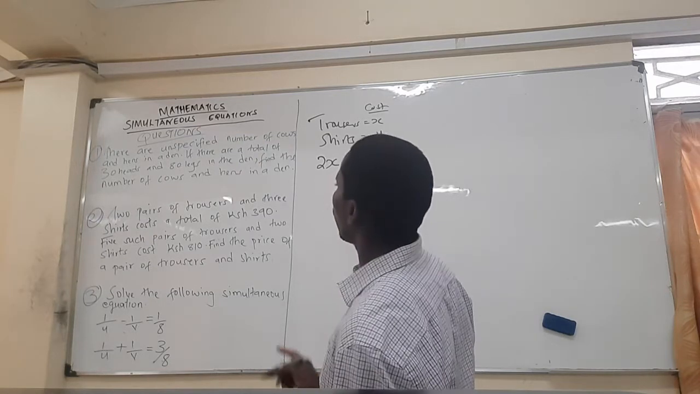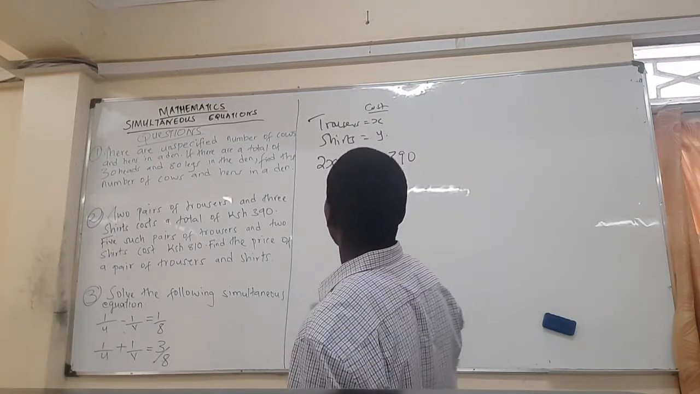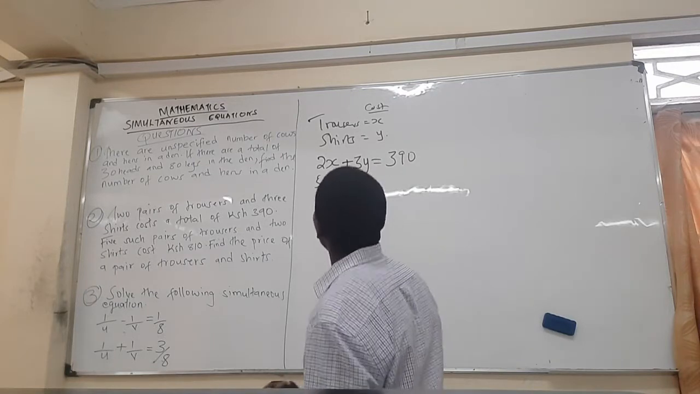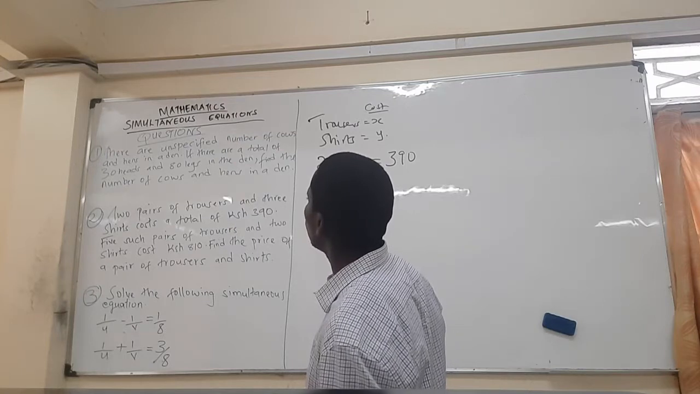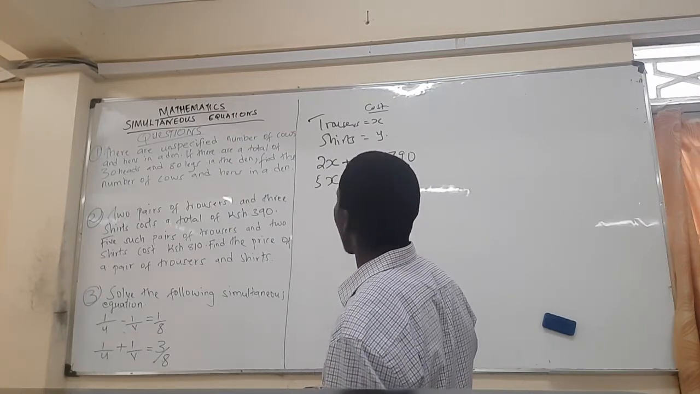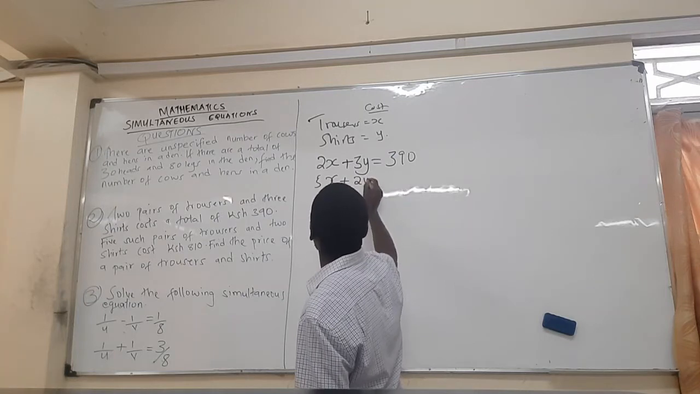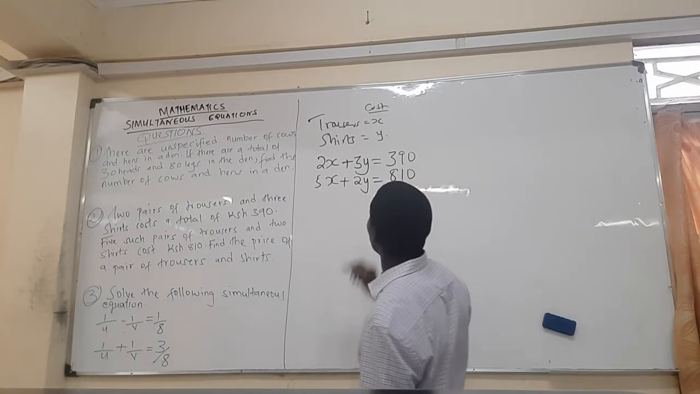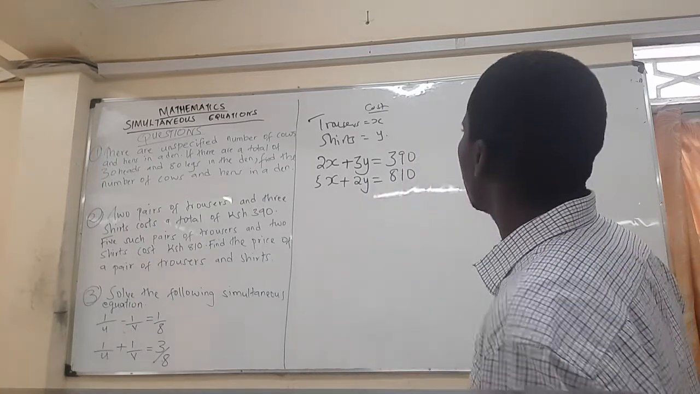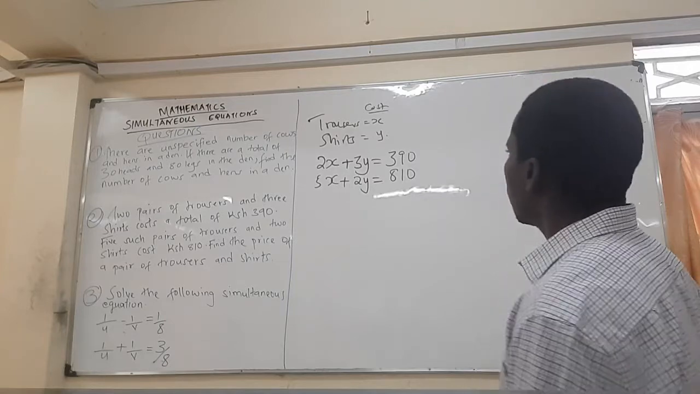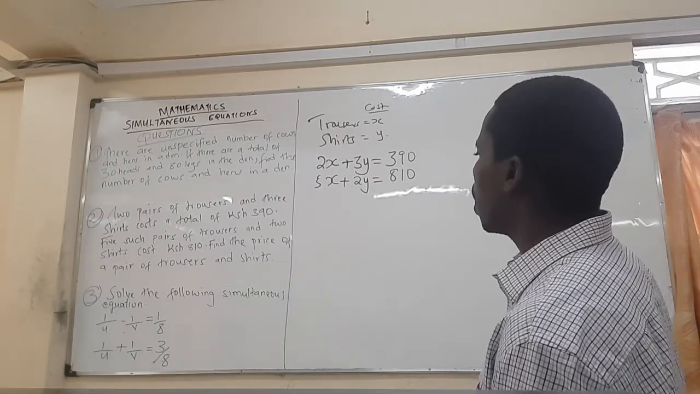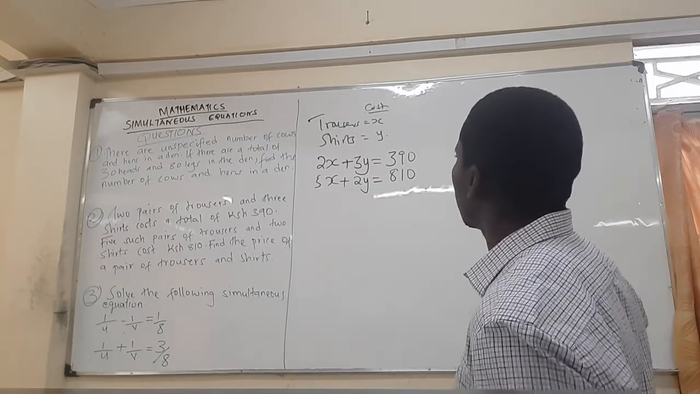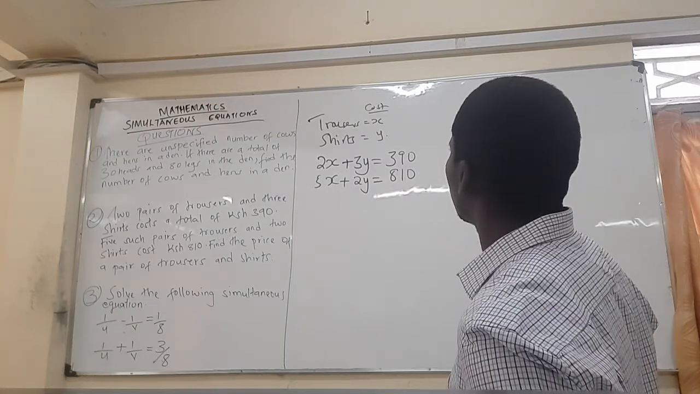And then the other case is 5 such pairs of trousers. So one trouser is x, so 5 would be 5x shillings. And 2 shirts, a shirt costs y, so 2 shirts are going to cost 2y shillings. This is going to give us 810 shillings. So with us we have the simultaneous equation, and in this case we need to solve. We can use either the elimination method or the substitution method. So in this case, let us use the elimination method.